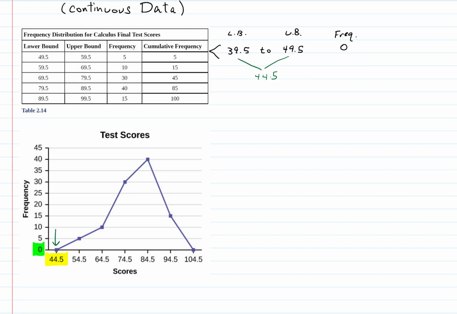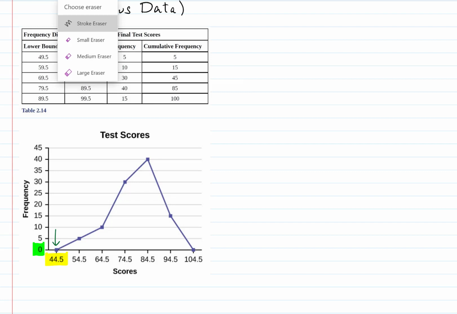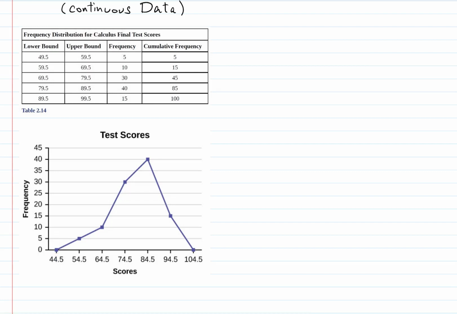Okay, and then you go to the end and you do the same thing. The last interval where we recorded anything was 89.5 to 99.5, and what you do is you put one more phantom interval after that, which will go 99.5 to 109.5 and have a frequency of 0. And the midpoint is 104.5 and the frequency is 0, and you get that point.